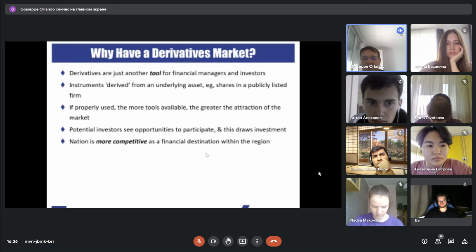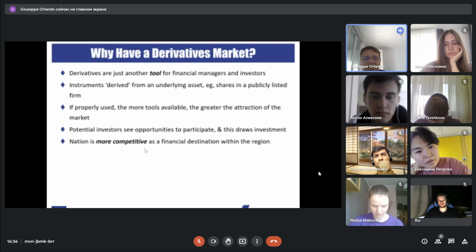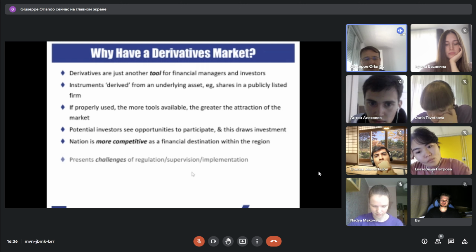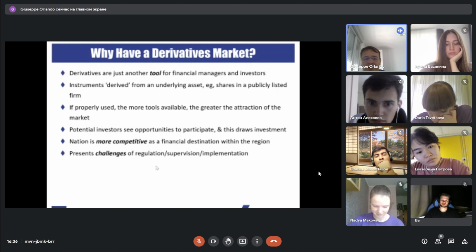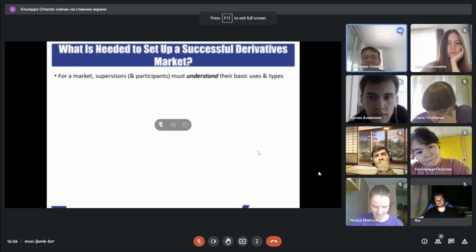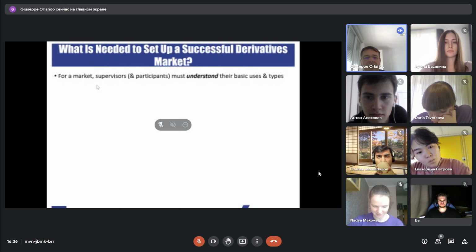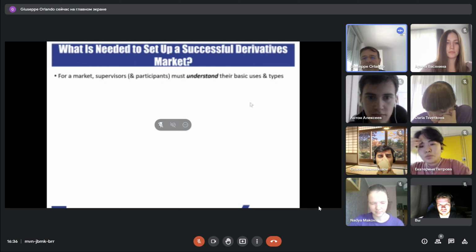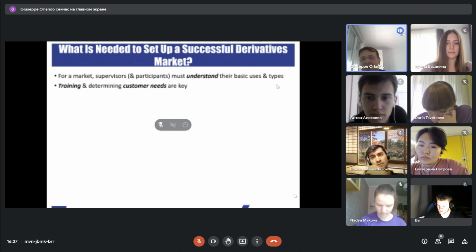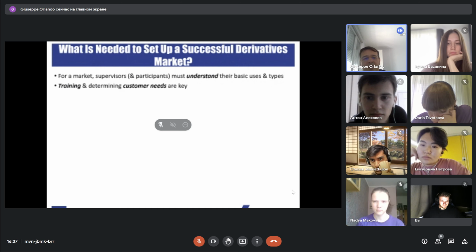So for this reason, the countries, the nations that have this kind of derivatives, this kind of instruments, could be more competitive financially speaking. But then they present challenges in terms of regulation, supervision, implementation, and so on. So regarding market supervisory participants, the basic rules and types of derivatives are the ones that we are going to mention.